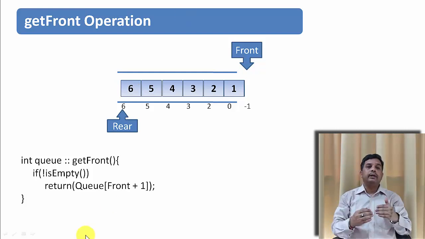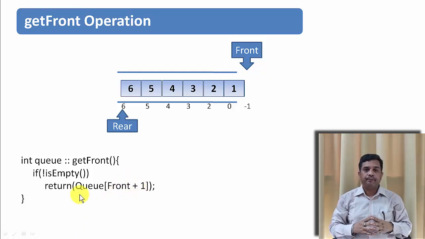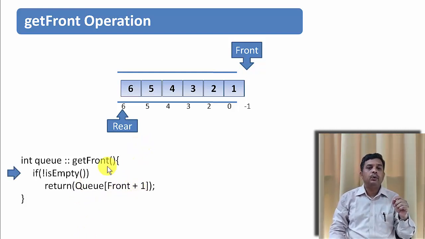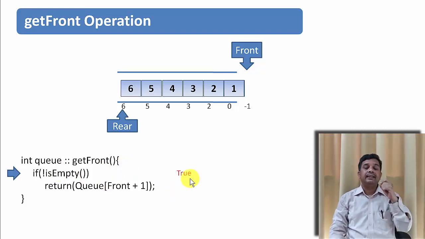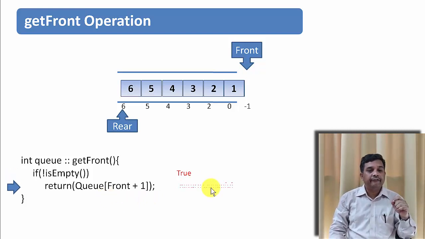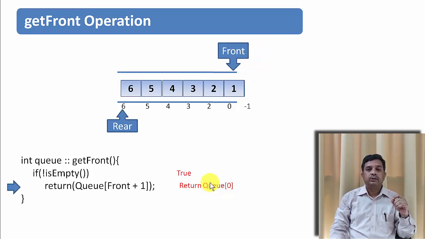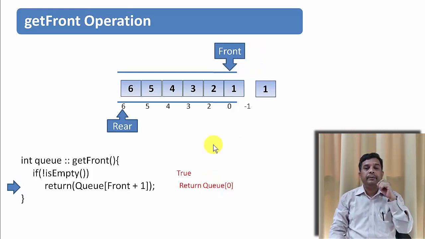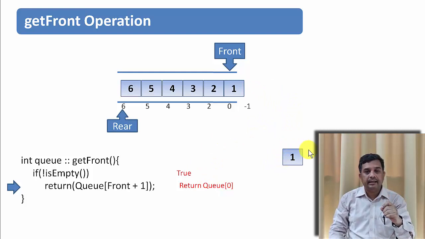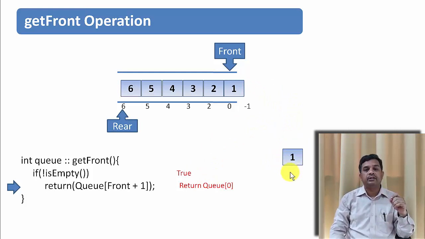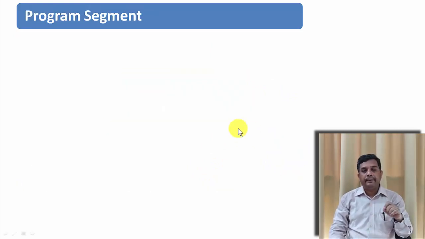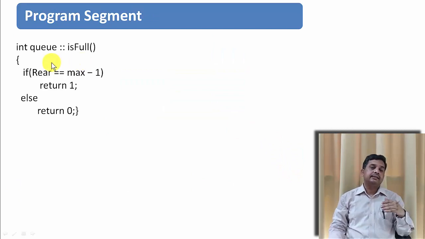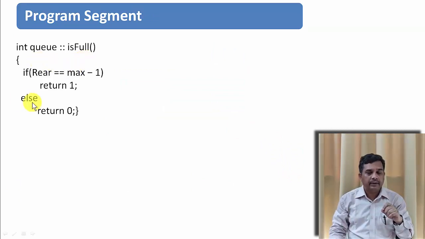Let us see how to get the front element from a queue. We are going to increment front by 1 and just return the element. This is possible only when the queue is not empty. So if the is empty condition is false, then we are going to return the element. Only the element will be returned, it will not be deleted. After the execution, the value 1 will be printed. That's all. Let us see the program segments to understand it properly.